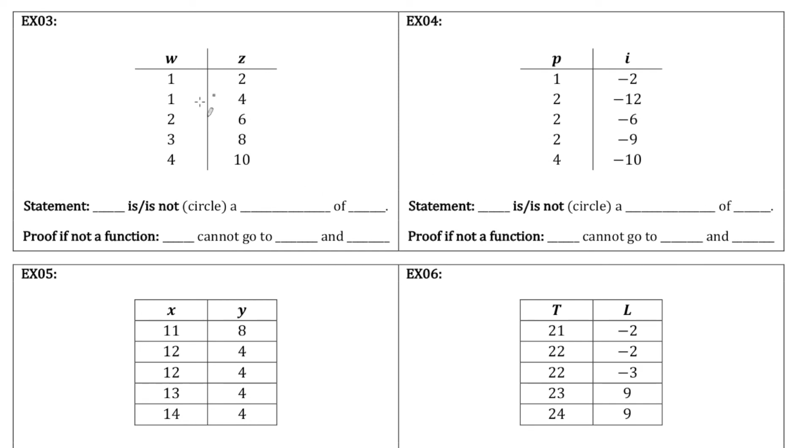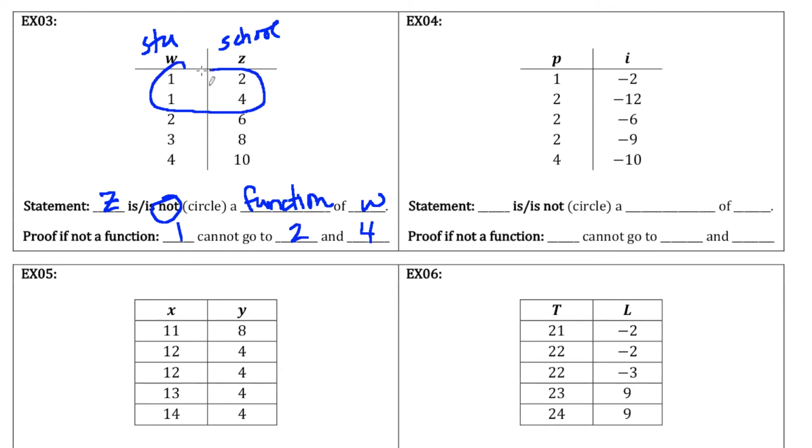Okay, example number 3. So 1 goes to 2 and 1 goes to 4. So let's remind ourselves. These are students, these are schools. Student 1 cannot go to school 2 and school 4. So z is not a function of w. So 1 cannot go to 2 and 4. And let's circle that.